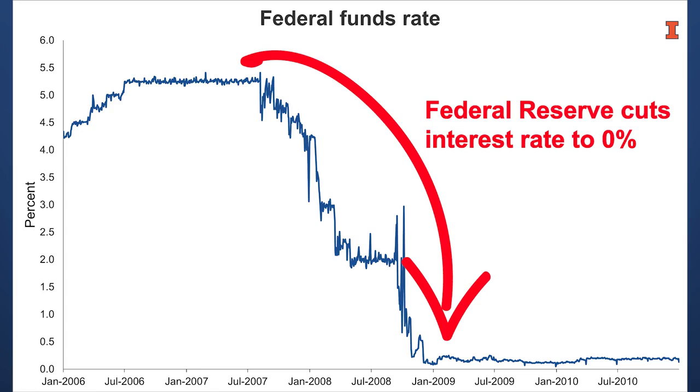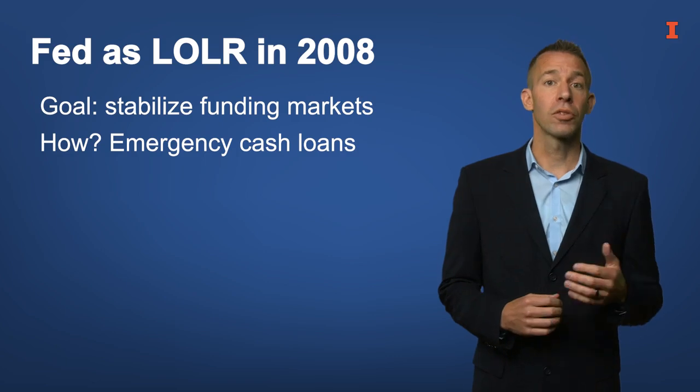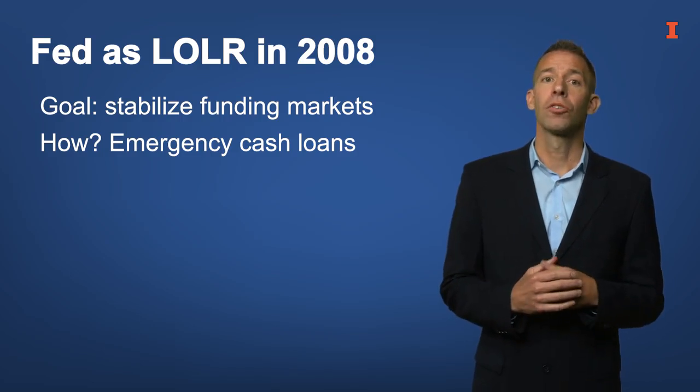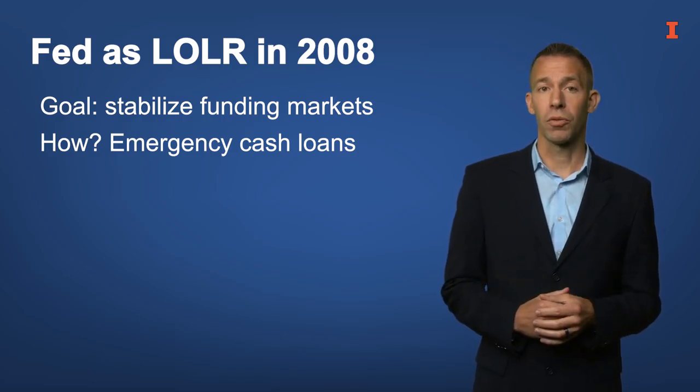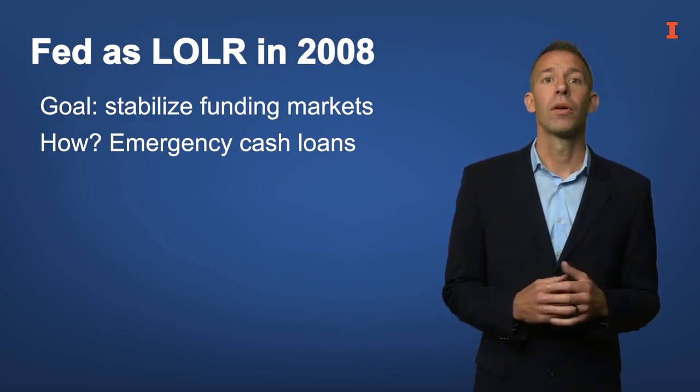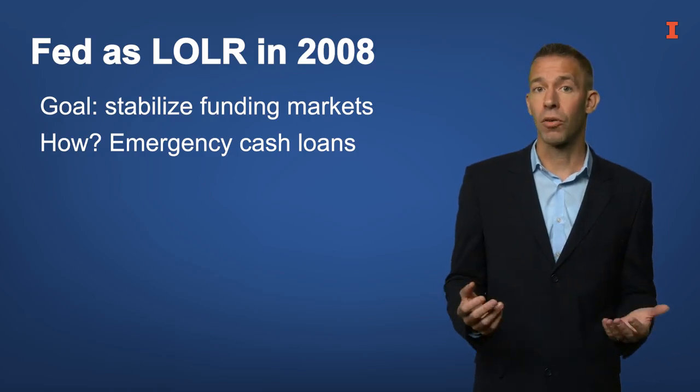In addition, the Federal Reserve set up a variety of emergency liquidity programs to stabilize financial institutions and credit markets. The Fed wanted to stop the panic after Lehman Brothers failed. This was the Fed acting as the lender of last resort. Traditionally, the Federal Reserve would have provided emergency cash loans to only banks through the discount window. However, in 2008, this was not going to work. Banks were no longer the only game in town.